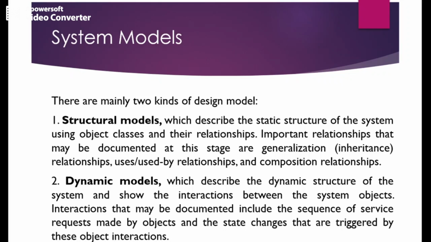relationships like generalization. Generalization is nothing but inheritance. So what is inheritance? You are inheriting a new class from an already existing class. Then you have some other relationships like uses, means one class uses another class. So uses or used-by relationship, we have that relationship also. And composition relationship is which one? Aggregation. One whole object is composed of several different parts.